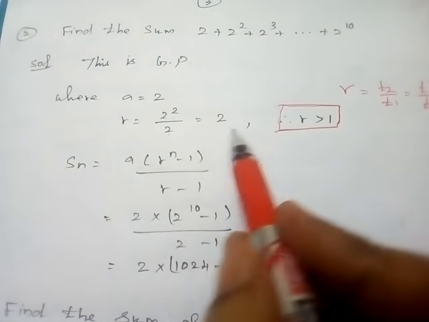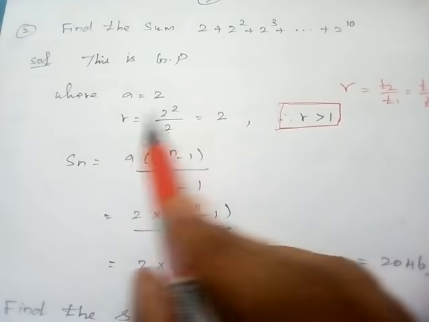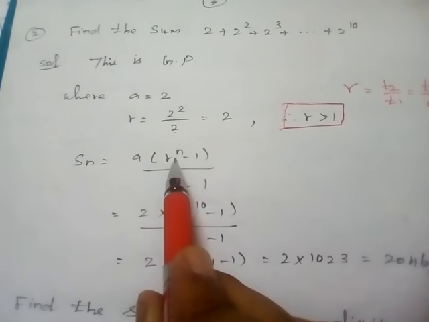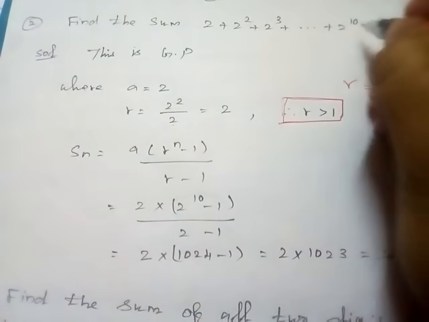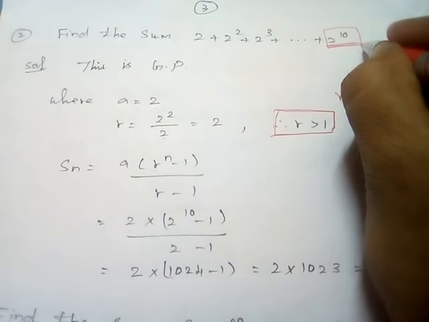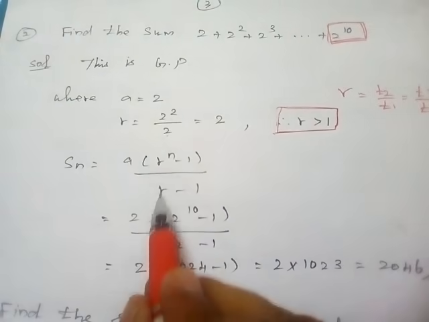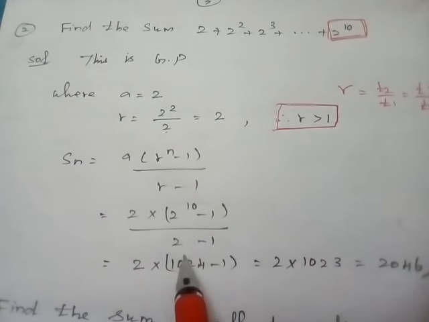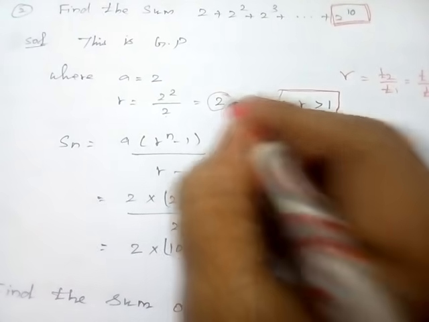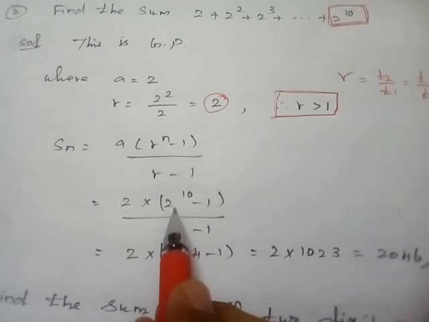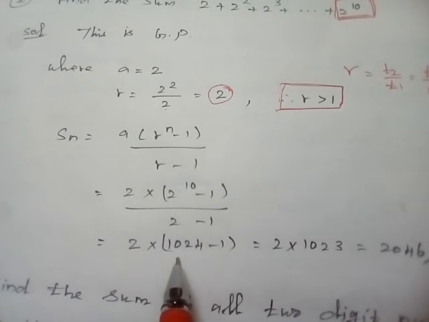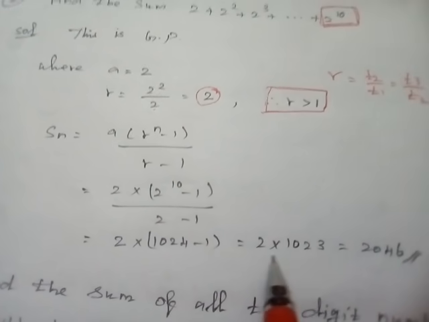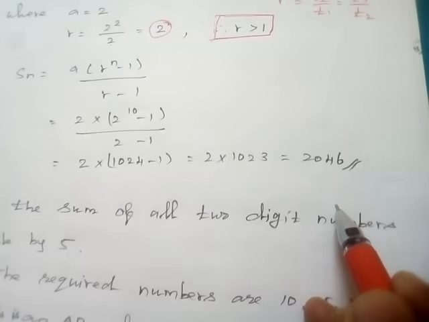So we have the value of a and r. Substituting here a equal to 2, and r power n, what is r power n? That is equal to the last term, the nth term. So r power n equals 2 power 10, minus 1, divided by 2 minus 1, because the ratio is 2. The value of 2 power 10 is 1024. 1024 minus 1 is 1023. 1023 into 2 is 2046. This is the answer for this question.